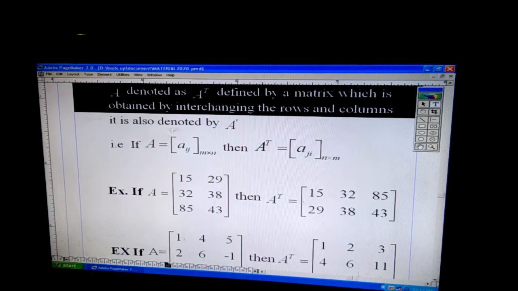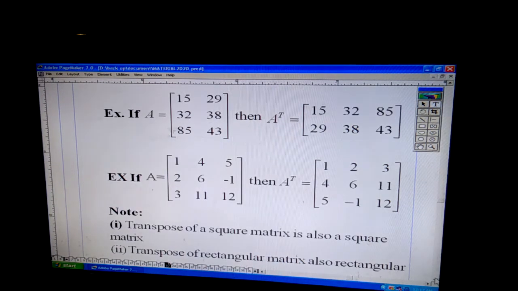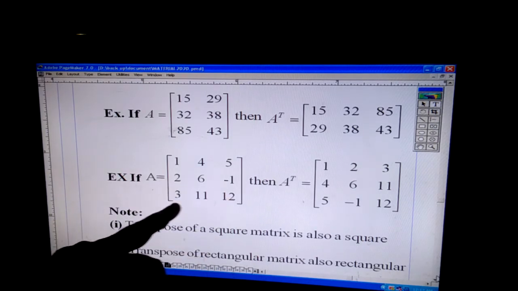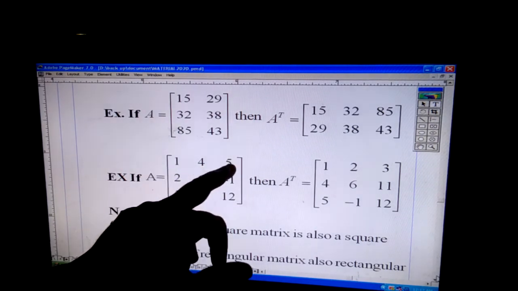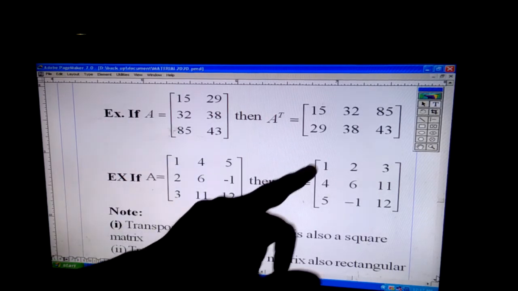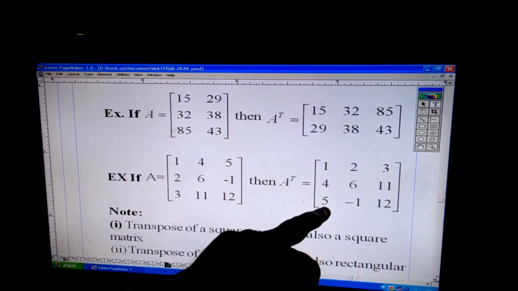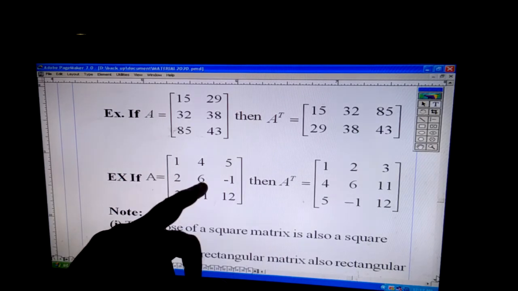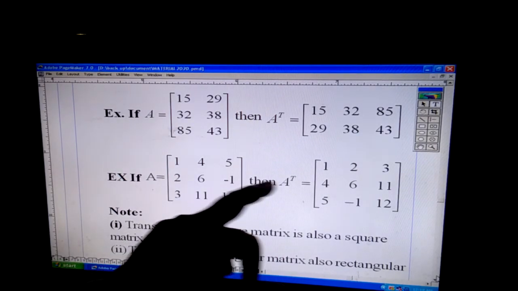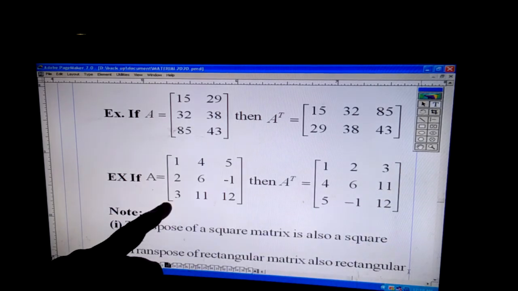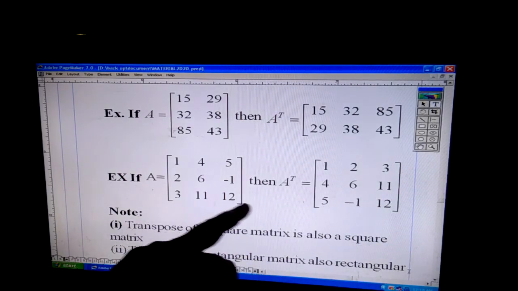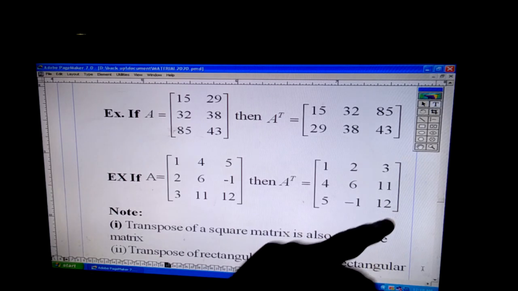If I take the example A with rows 1, 4, 5; 2, 6, 11; 3, 11, 12, then A transpose will have 1, 4, 5 from row number 1 as column number 1. 2, 6, 11 in row number 2 will be column number 2 in the transpose. Again 3, 11, 12 in row number 3 will be column number 3.